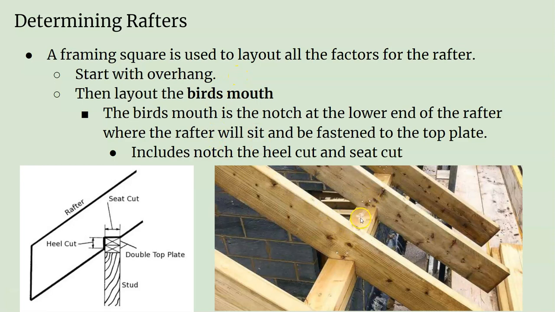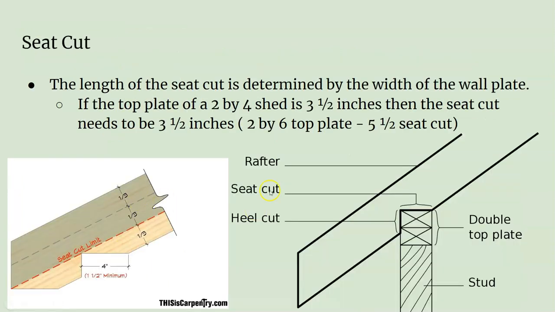So where the rafter sits on the wall plate is called the bird's mouth, and there are 2 cuts with the bird's mouth. There's the seat cut right here, and then there's the heel cut in the back, which rests against the wall. And the seat cut sits on the wall. Now it's called a bird's mouth because it kind of looks like a beak when you cut it. And you can see it here, the seat and the heel cut.